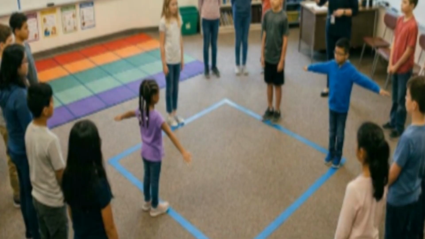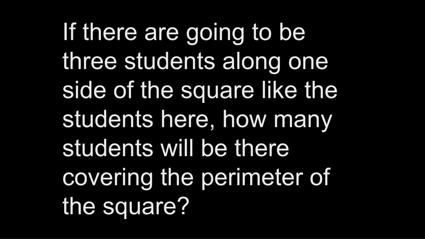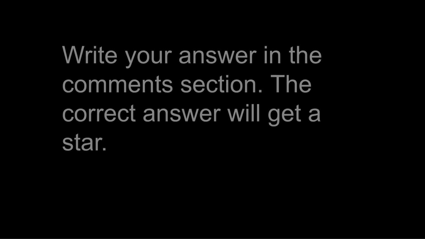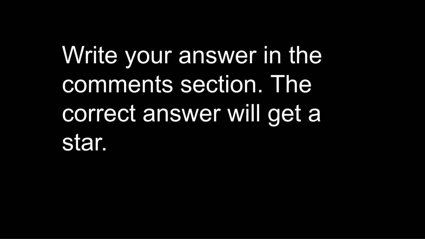The students are now standing along the perimeter of the classroom, demonstrating the measurement of the boundary. Imagine there are 3 students along one side of the square classroom, like the students here. How many students will cover the entire perimeter? Again, write your answer in the comments section. The correct answer will receive recognition.